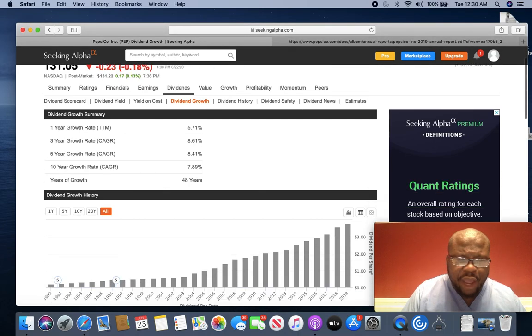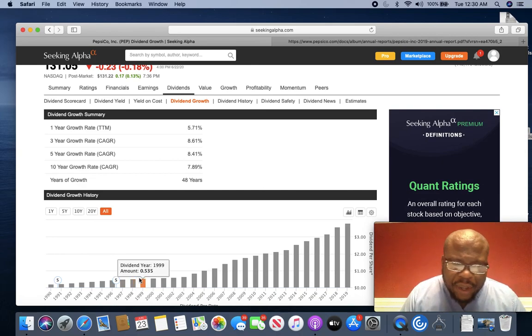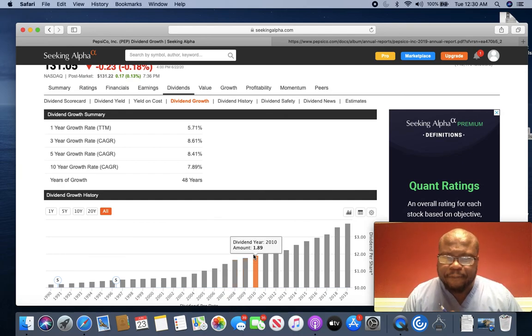And down here they have it in graph form. This is what you want to see, guys. So to go back to 1990, and the amount of dividend they were paying was about 19 cents. I think this is quarterly. In 1991, they paid 23 cents quarterly, 25 and a half cents, 30 cents, 35 cents, 39 cents. Okay, there's a split here, 44 cents, 49 cents. Look at how the dividend is going up year after year after year after year. This is what you want to see.